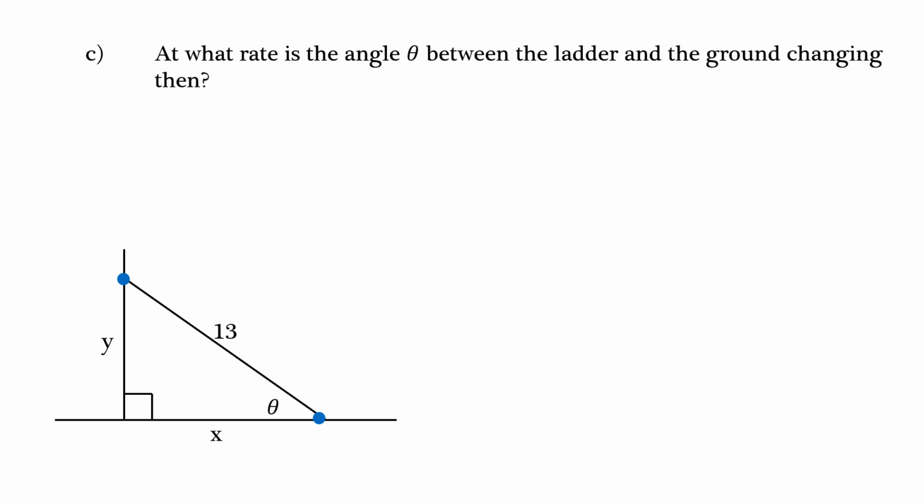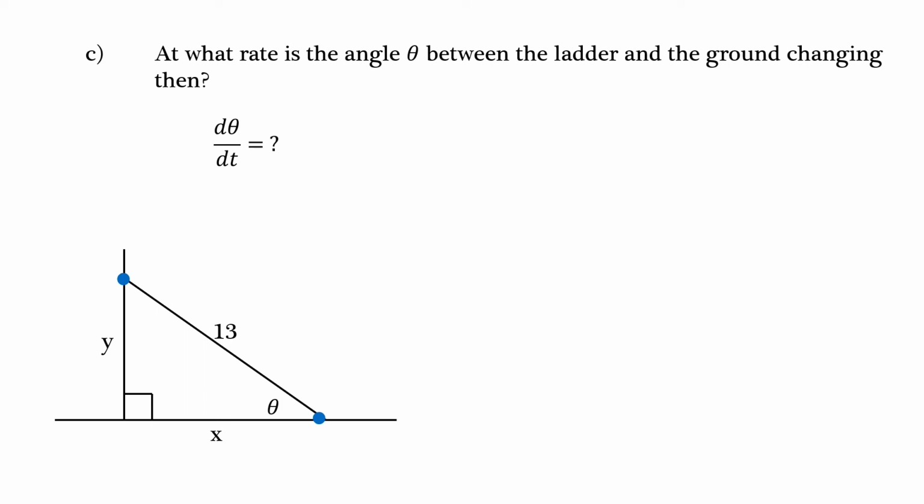So question C. At what rate is the angle theta between the ladder and the ground changing then? So we have here the angle theta. It's located between the ground and the hypotenuse, which represents the ladder. We're looking for the rate of this angle, so we're looking for d theta over dt. If you carefully observe our triangle, you can see that the quantity opposite to the angle theta is y, the adjacent is x, and the hypotenuse is 13.